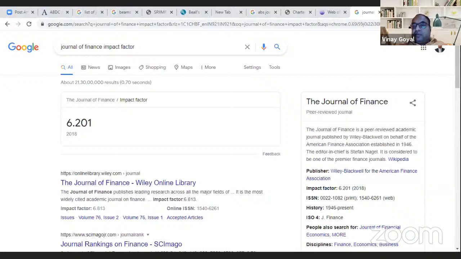I want to ask one thing: which is more important, impact factor or the category of the journals?